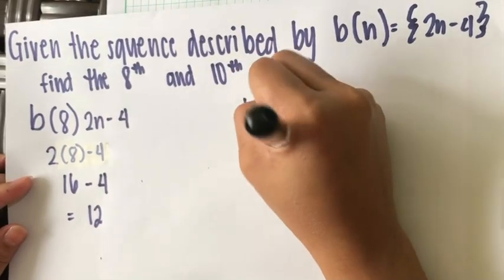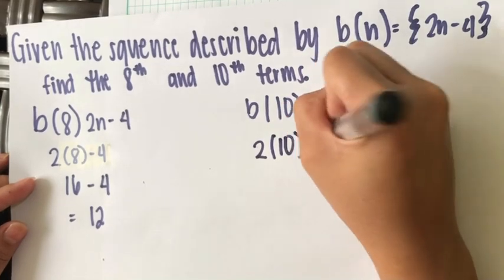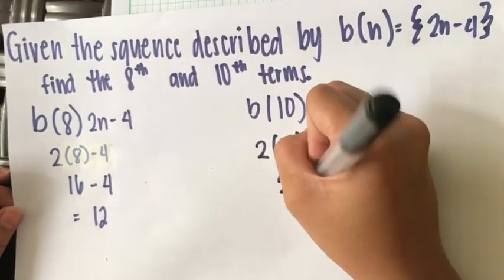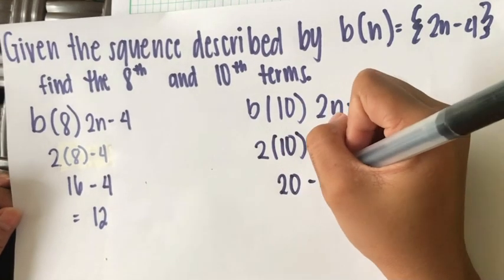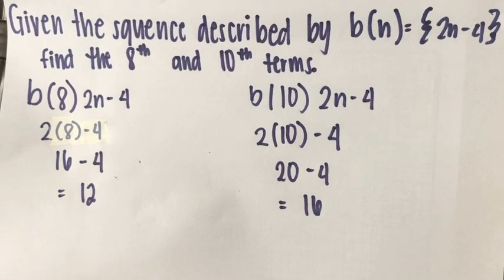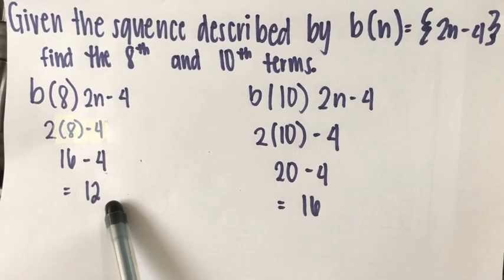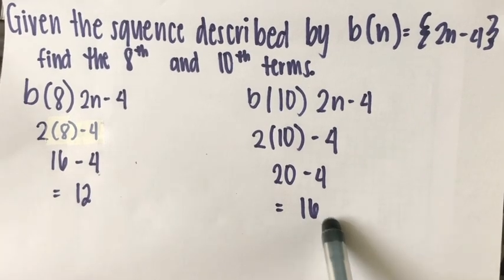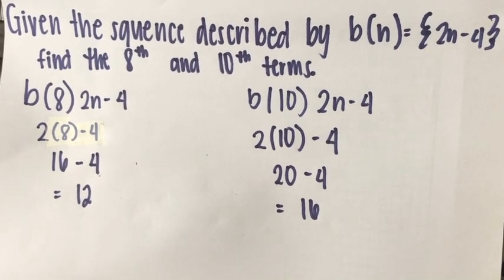2 times 10 minus 4. 2 times 10 is equal to 20, minus 4. 20 minus 4 is equal to 16. So, 12 will be our 8th term and 16 will be our 10th term. So, that is our sequence.